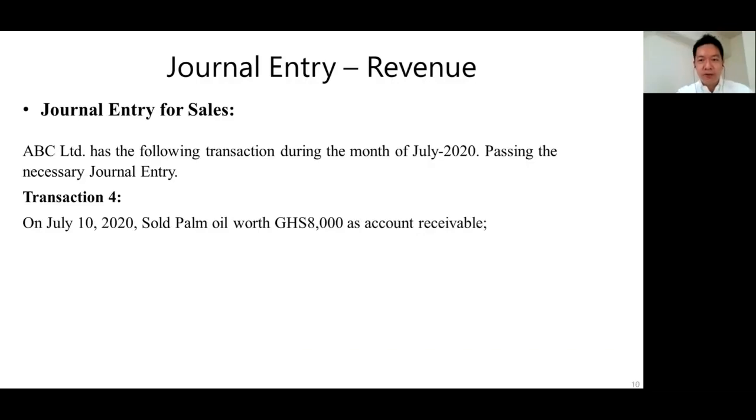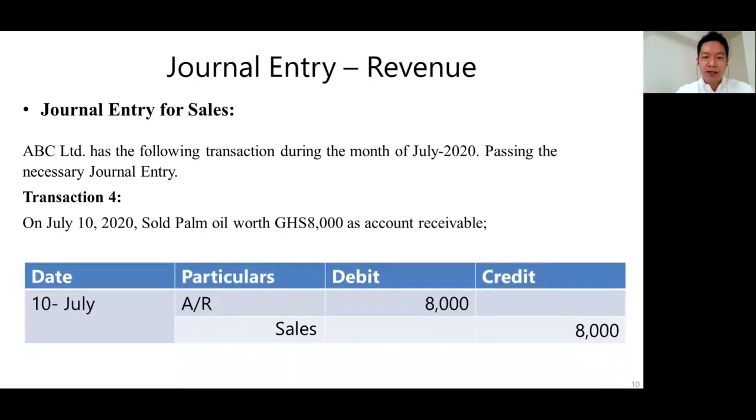Another example of sales: the company sold palm oil worth 8,000 on account receivable this time. So this time the journal entry will be accounts receivable, and it's an asset. So 8,000 is recorded in the debit side and sales is recorded in the credit side.